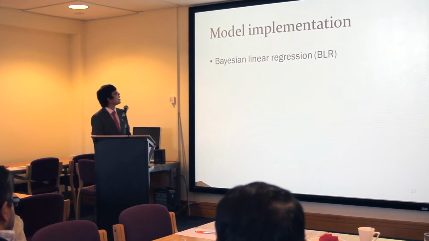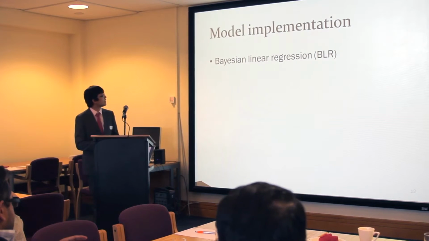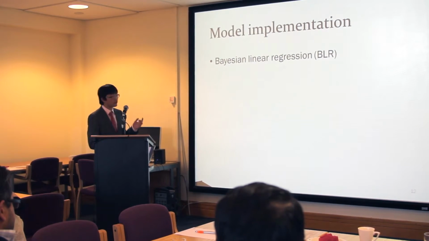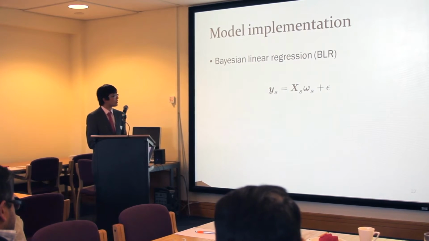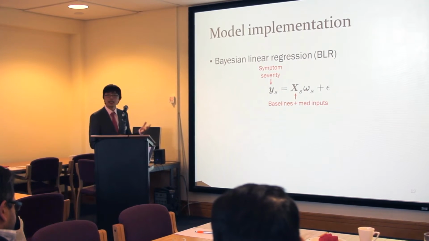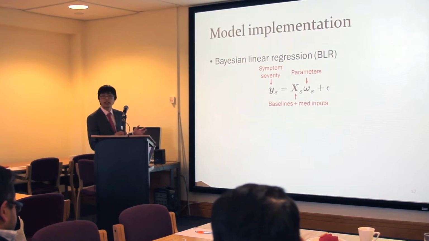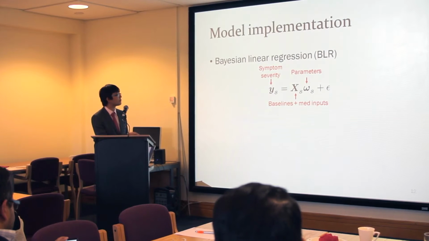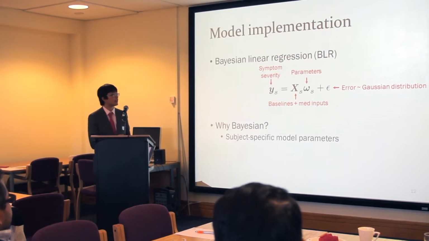So I implemented the model through Bayesian linear regression. So this is a simple regression, but in the Bayesian framework. I have the symptom score as the output. I have the baseline and the medication input as the data, and I have the parameters. These parameters encode how strongly the baseline and the input change the symptom score, and this is all linear. And I have an error term, and I assume it to be Gaussian.